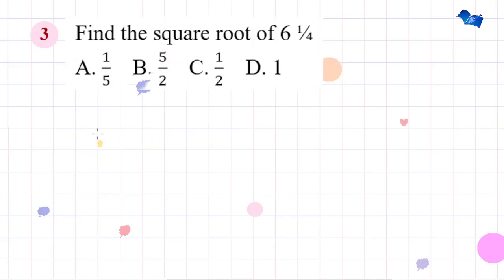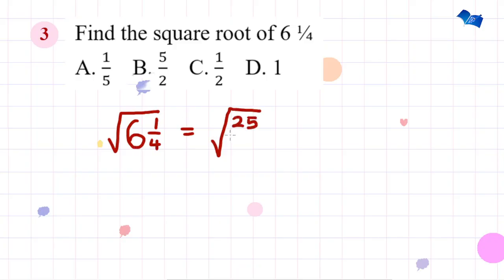Moving on to question number 3. Always pause the video, attempt this before watching my explanation. Find the square root of 6 whole number 1/4. Anytime you're looking for the square root of a mixed number, always change that mixed number to an improper fraction. 4 times 6 is 24, plus 1 is 25. 25/4. Now this square root is both for the numerator and the denominator.